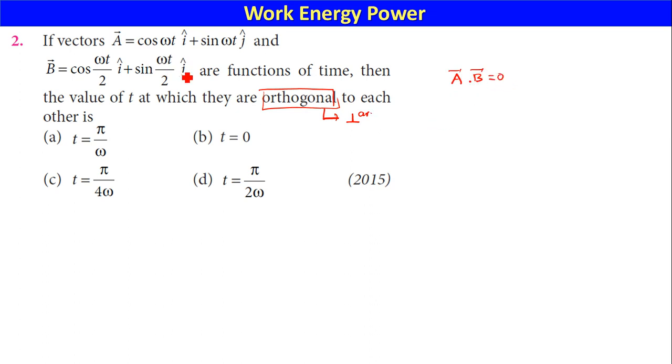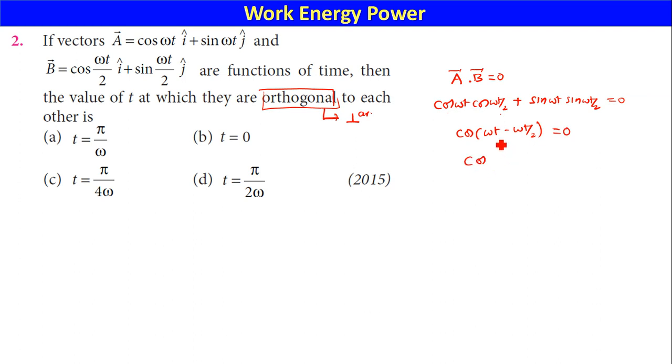If you find that out, just take the x components of A and B, multiply them, plus take the y components of A and B, multiply them. Now that is supposed to be equal to 0. So it is nothing but cos A cos B plus sin A sin B, which is nothing but cos of A minus B. Alright, that should be equal to 0.